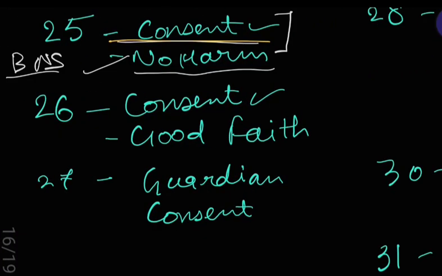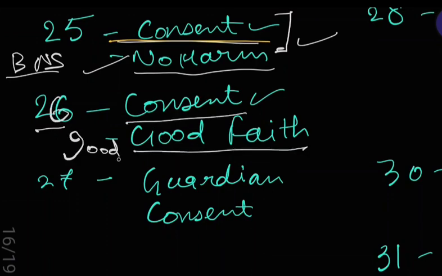Now let's come to the consent BNS ranging from 25 to 31. Now just remember that it starts with 25. So 25 states that a person did an act which caused no harm and it was done with the consent of the person. Then 26, it was done with consent and it was done in good faith. So 6 we can make G, so it's done in good faith.